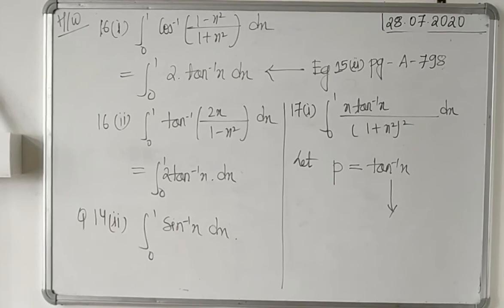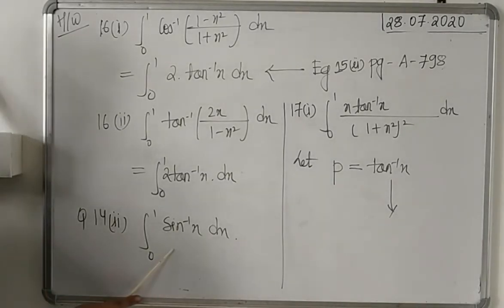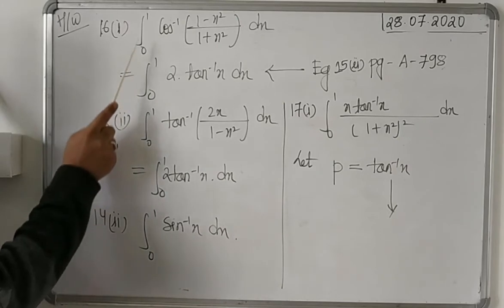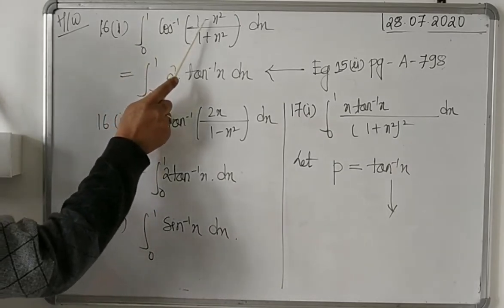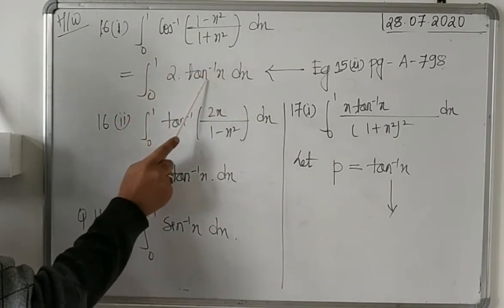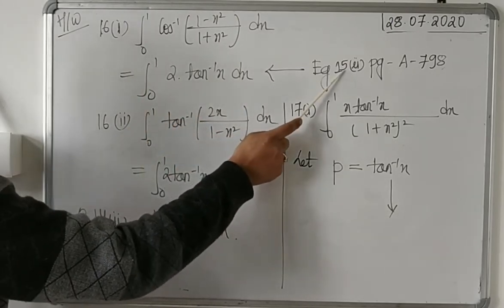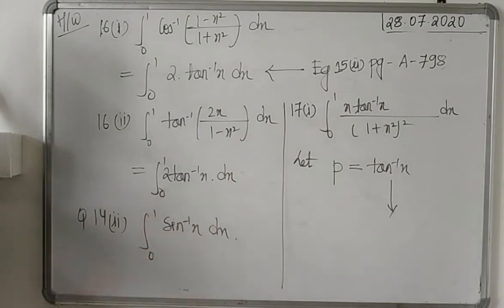Alright, therefore your assignments for today will be question number 14 part 2, okay, which is same as 15 part 1, and then 16 part 1 and 16 part 2, the hint is given out here. See, the question is the integral from 0 to 1 of cos inverse of (1 minus x squared) divided by (1 plus x squared). Actually this is the formula of 2 tan inverse x, and this whole solution you'll be getting in example 15 part 2, page number 7, 8, 9, just few pages before, check it.